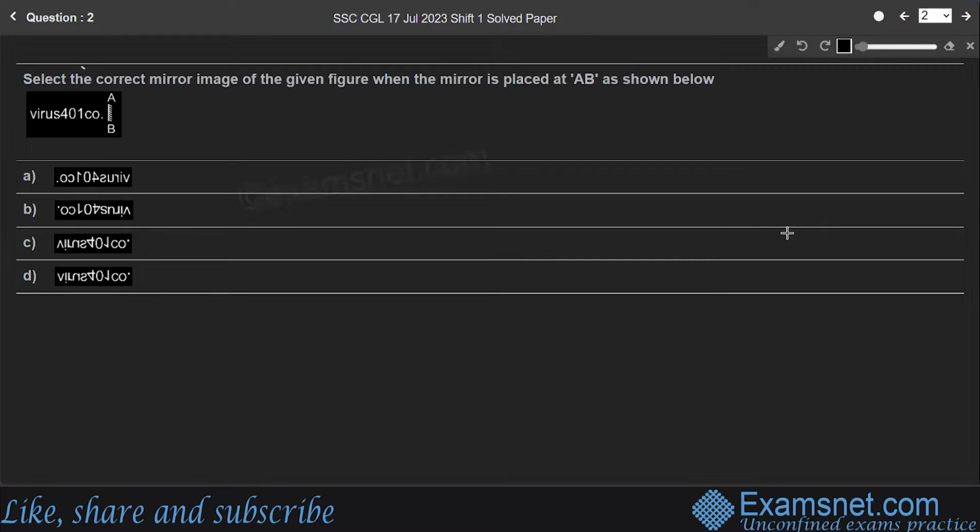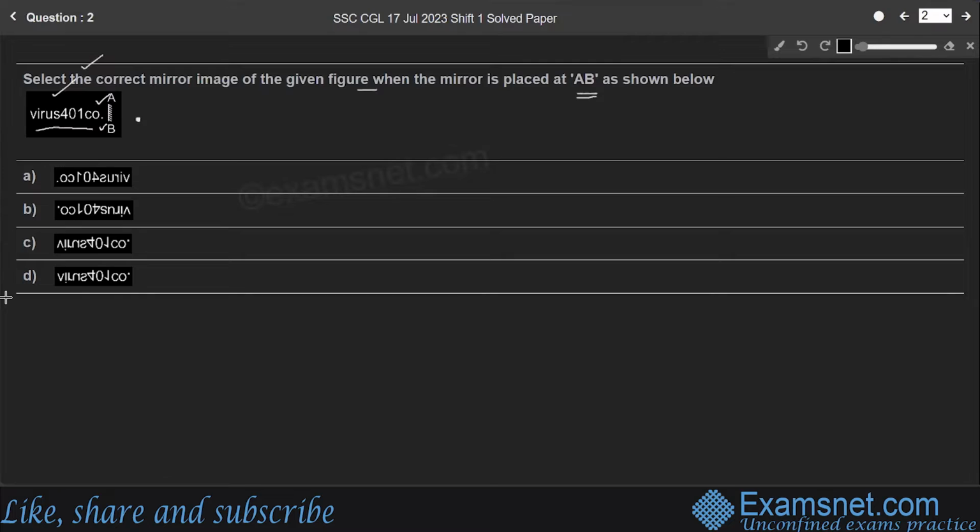Question number 2. Select the correct mirror image of the given figure when the mirror is placed at AB as shown below. So here is the given figure, which contains elements like numbers and letters. Here the last element in the given figure is a dot. So in the image part, the last element of the figure appears first. Dot appears first in the image part.